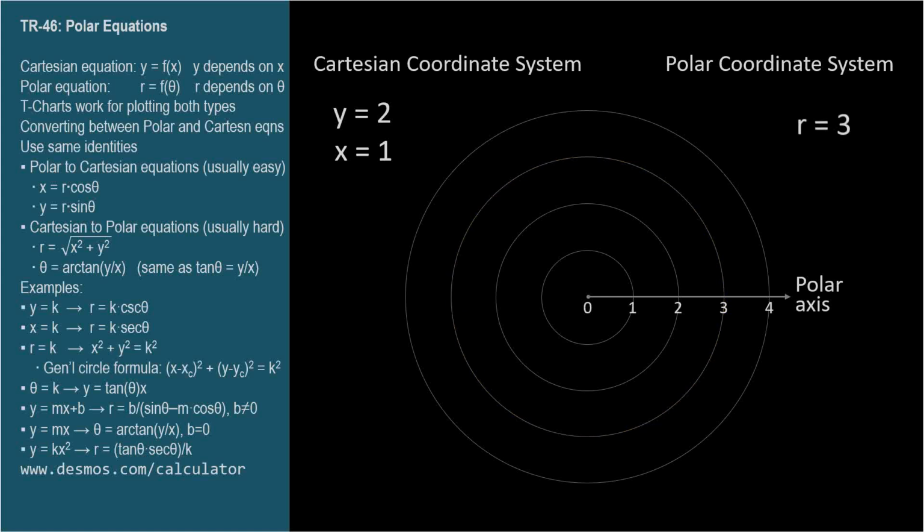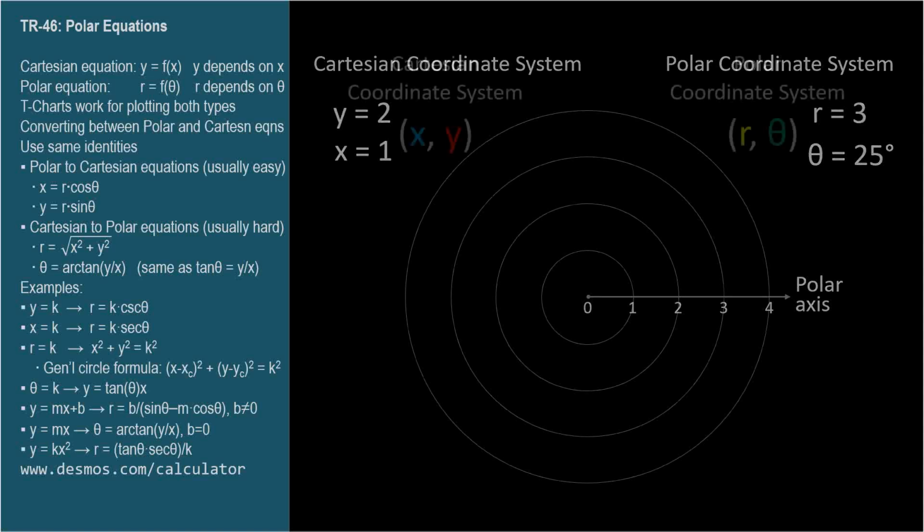Finally, we can let theta be a constant, like theta equals 25 degrees. This equation is represented by the set of all points whose polar angle is 25 degrees and whose r-coordinate can be anything, positive or negative. So theta equals 25 degrees is a line through the pole at an angle of 25 degrees.